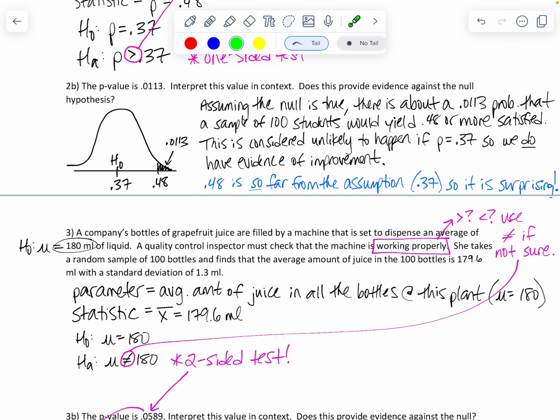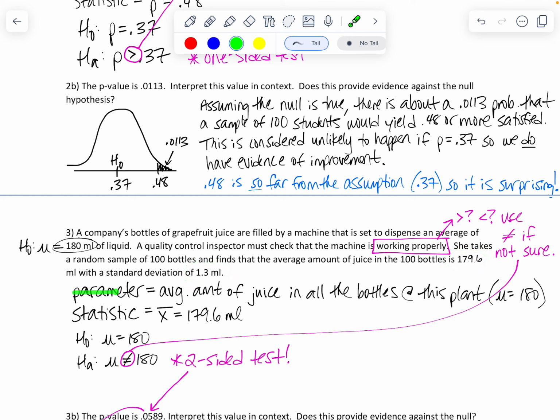Grapefruit juice, as you know, there's human error and machine error, and not always does every single bottle of grapefruit juice end up with exactly 180 milliliters of liquid in it. So a quality control inspector is trying to check to make sure the machine's working properly. We take a sample of 100 bottles, and we have a sample statistic of this number with a sample standard deviation of this number. So what are we going to do?